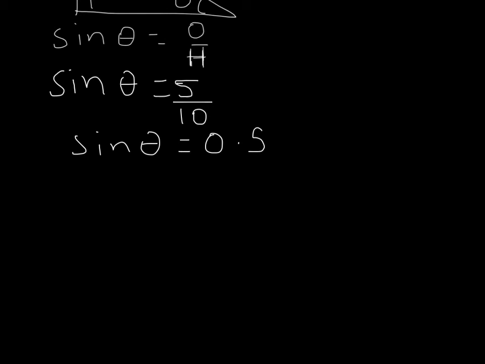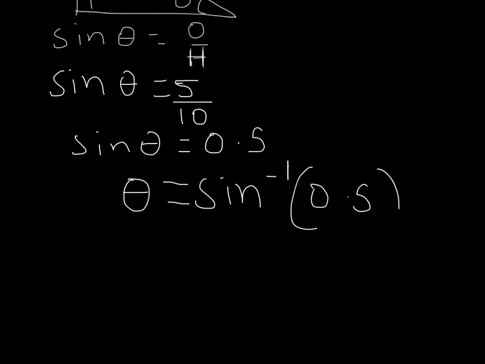So how do I find theta? To find theta, I would write theta equals, and I use a button on my calculator which is the inverse sine. It's the opposite of trying to find the side. We're trying to find the angle. So inverse sine, and I place this number here in the bracket. That will give me 30 degrees. It's very important to remember to put our degree sign.